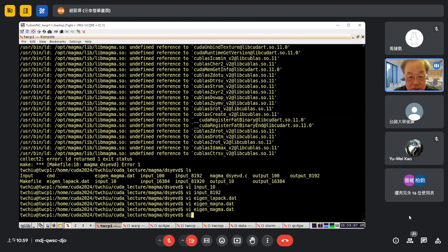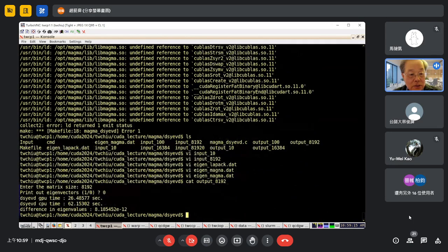If you look at the output file for 8192, you can see the difference in the eigenvalues. It's only this, so it's quite small. The GPU time is 26 seconds, and the CPU time is 62 seconds. So the GPU is more than 2 times faster than the CPU, but this is a small matrix.